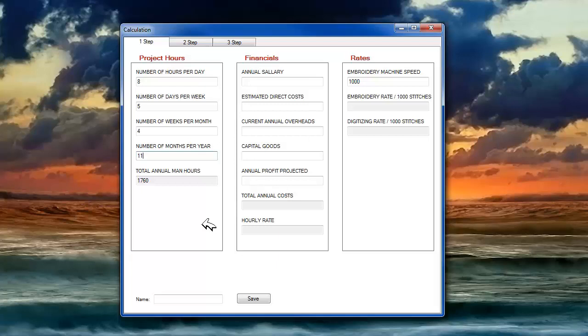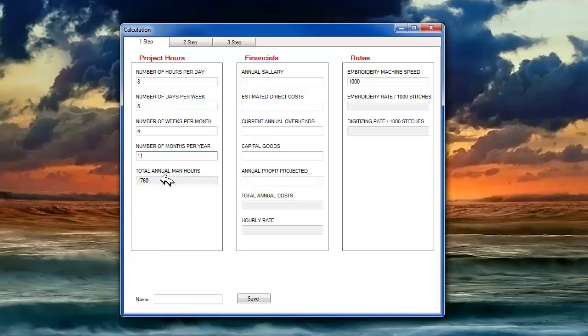Now, the question might come up now, what happens if I have 4 staff members? Well, if you have 4 staff members doing exactly the same work, then you need to change the number of hours per day. So instead of 8, with 4 staff members it becomes 32. So that is the change that we'll do there. But that is something that we will discuss, variations on what we can do with the program. At this stage, we've set up our project hours. So our sellable hours over a 12-month period is 1760.